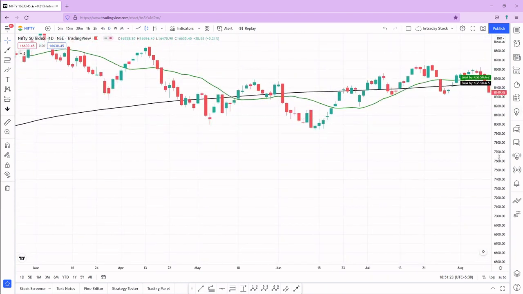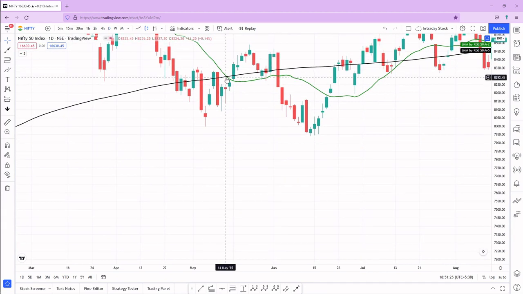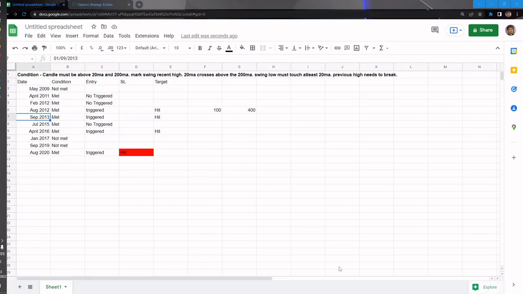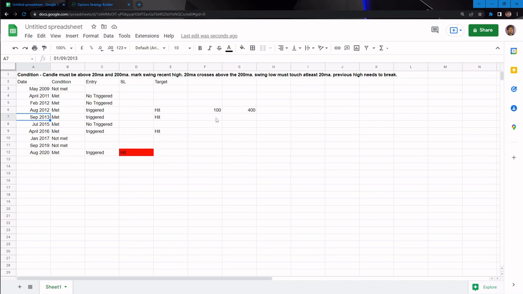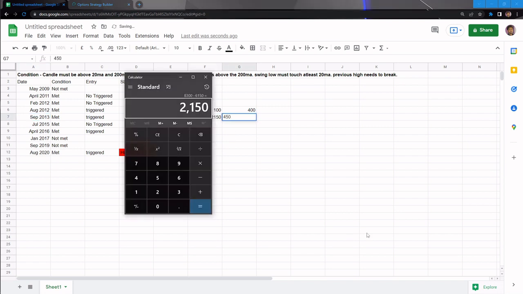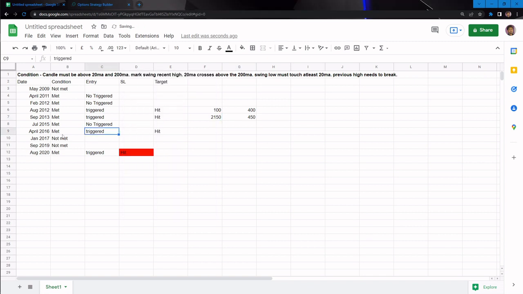Here is where the 20 SMA crossed below the 200 SMA. Here the price is 8,300. So nearly 8,300 minus 6,150, which is 2,150 points of profit for just a 450 point stop loss. Now let us go to the next one.